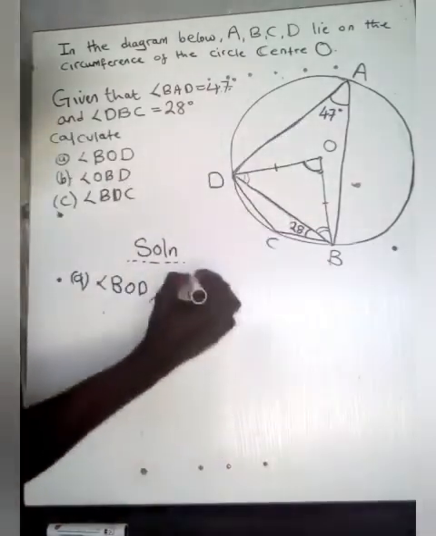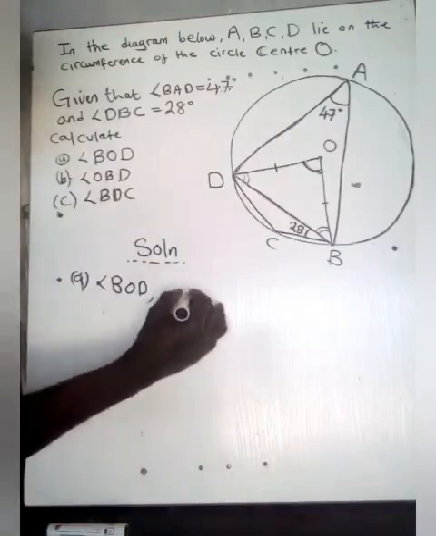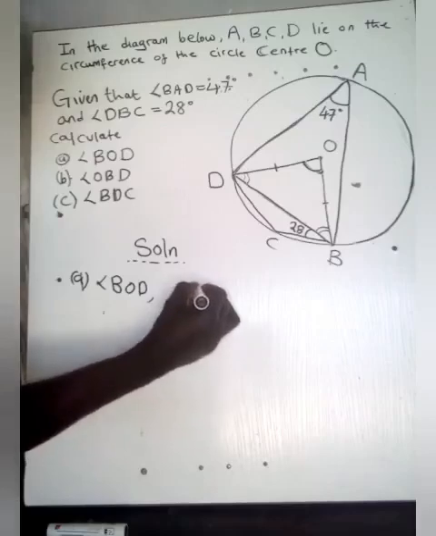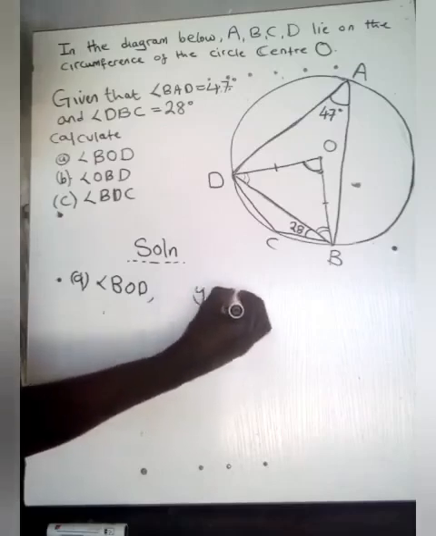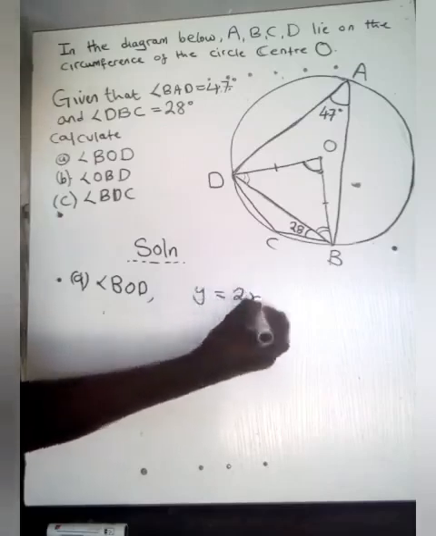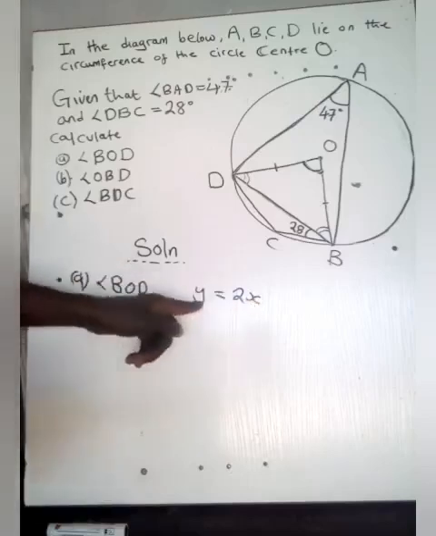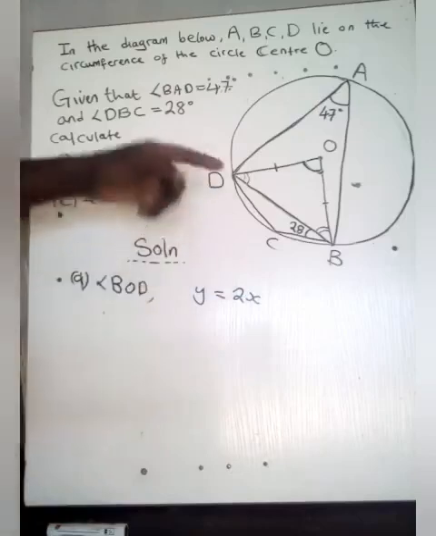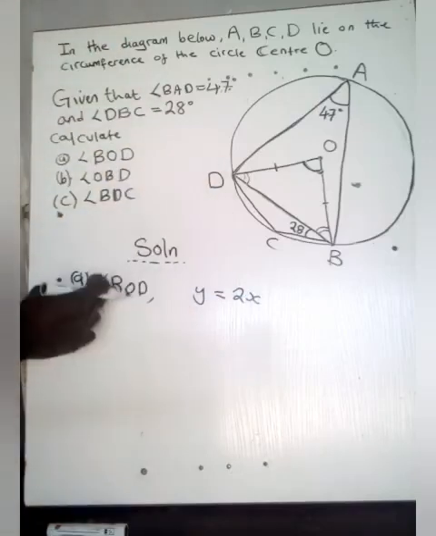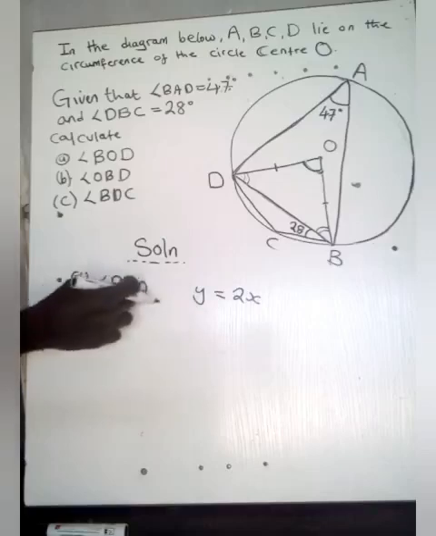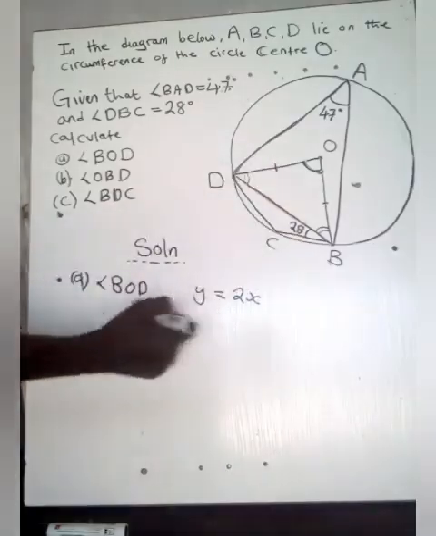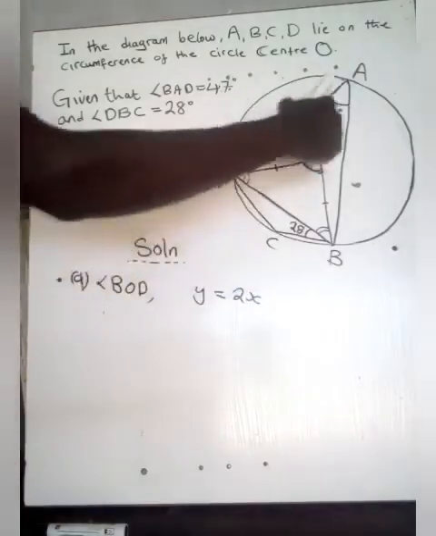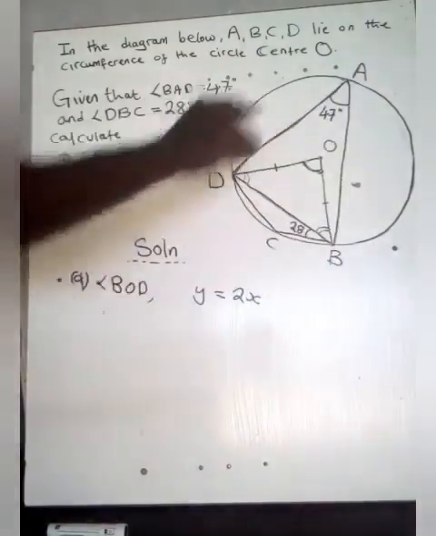Remember our formula on this theory: angle at the center, which we represented as y, is equal to 2 times x. Where x was the angle at the circumference. So in our case, BOD will become our y, that's the angle at the center, and DAB becomes our x because it's the angle at the circumference.